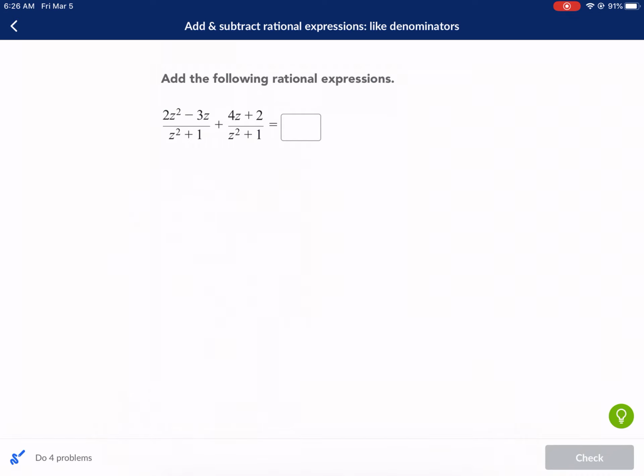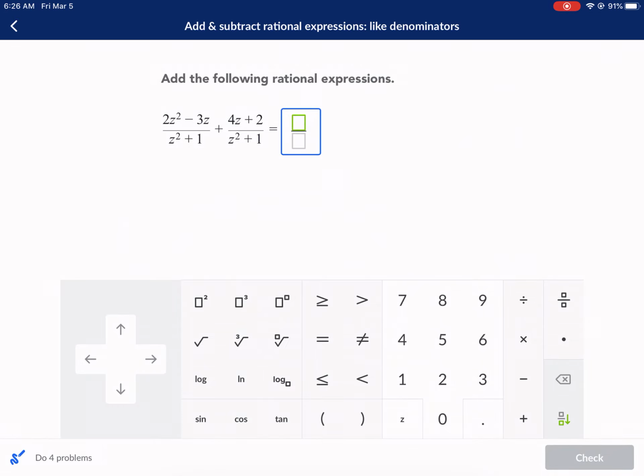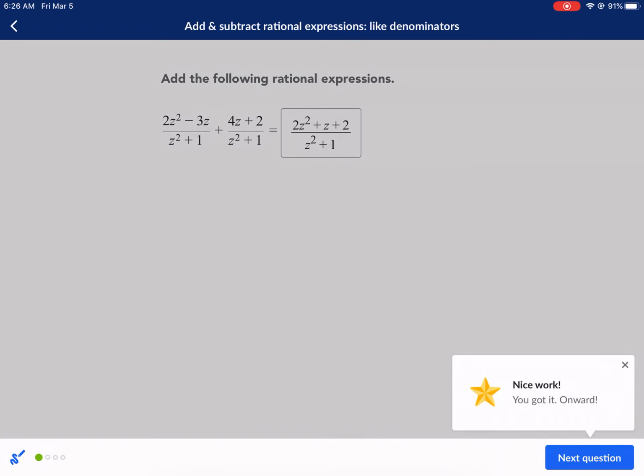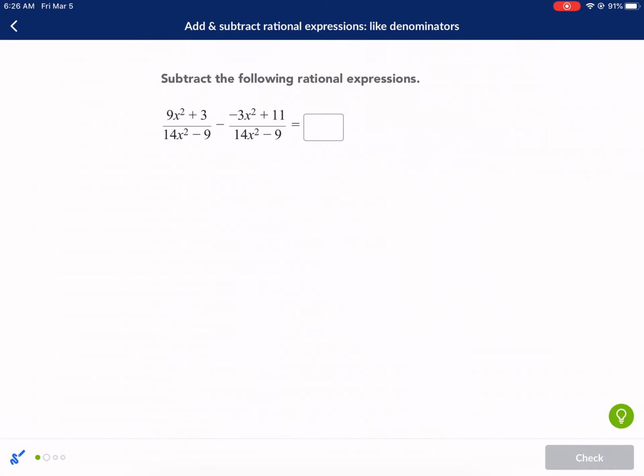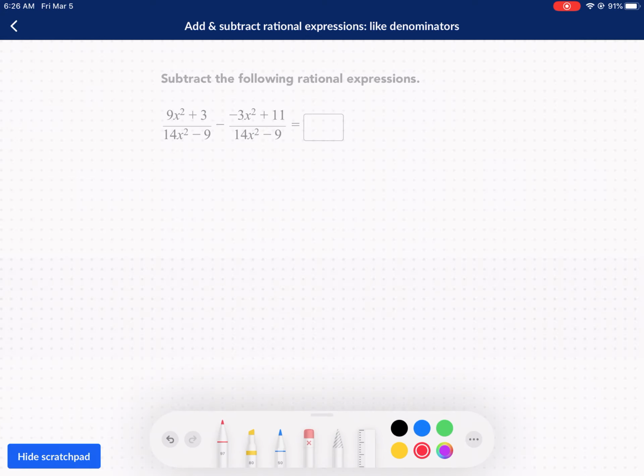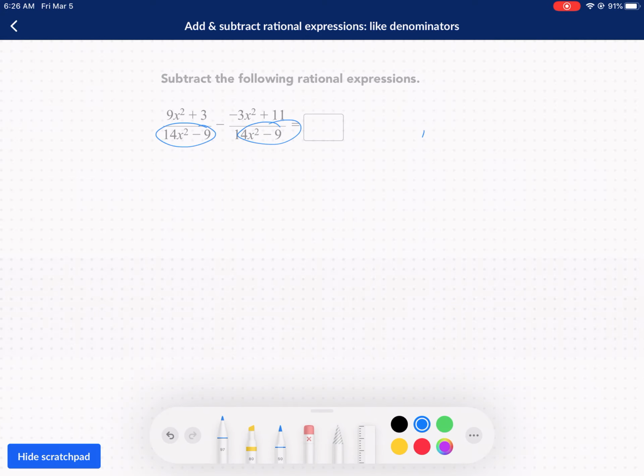So we just combine like terms. 2z squared plus z plus 2. So 2z squared plus 1z is the same thing as z. And then plus 2. And then the denominator, we had z squared plus 1. Z squared plus 1. And we're checking it. All right, next question. All right, same thing. Common denominator. This makes it easy. So easier, I should say.